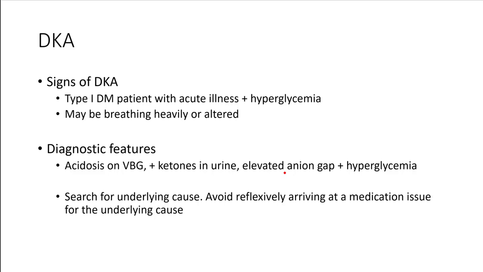Very quickly, DKA, think about it in somebody who is a type 1 diabetic with hyperglycemia. That's straightforward, right? They may be altered, they may be huffing and puffing like they're going to blow your house down. And diagnostic features for DKA, you usually would see acidosis, right? I've seen as low as 6.8 pH in this case.